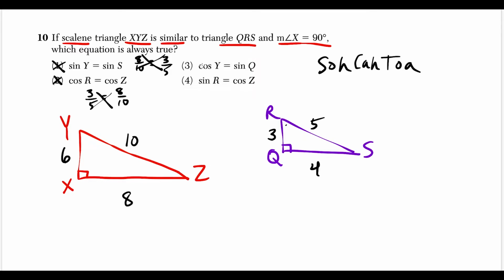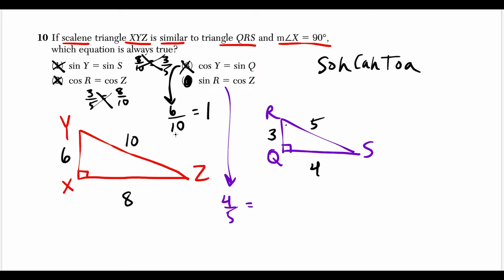And now we have cosine of y. So for choice 3, cosine of y, adjacent to y is 6 over the hypotenuse 10, and sine of angle Q, well, Q is 90 degrees, and sine of 90 degrees is equal to 1. So this choice is out. And just by process of elimination, it has to be choice 4. But if I really want to verify here, I would take sine of angle R, which is 4/5, because opposite of R is 4 over hypotenuse 5.